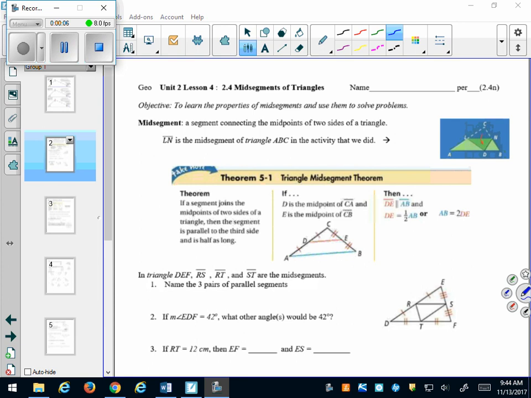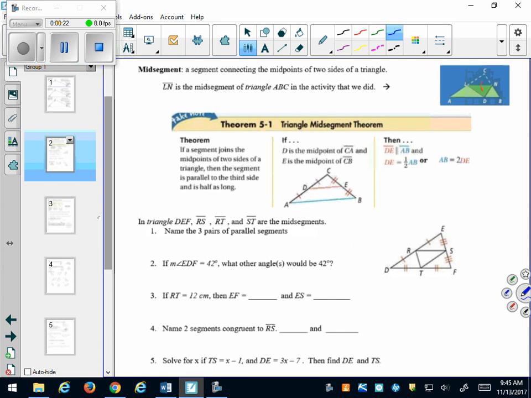Today's lesson is about midsegments of triangles. When we have a triangle, there are going to be something called midsegments, and they actually have really special properties that occur. So it helps us to solve for different lengths, etc. in a triangle. So let's first define a midsegment. A midsegment is a segment connecting the midpoints of two sides of the triangle.